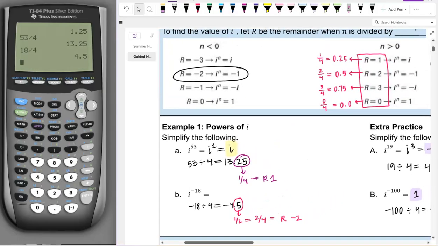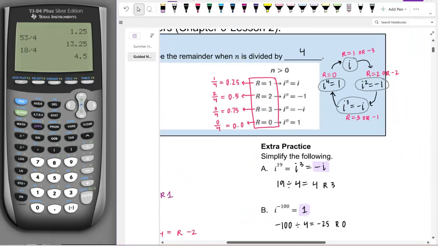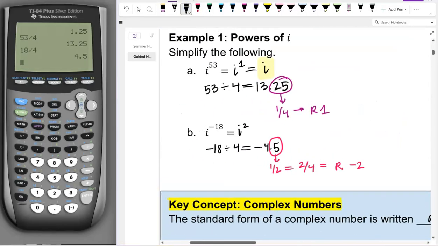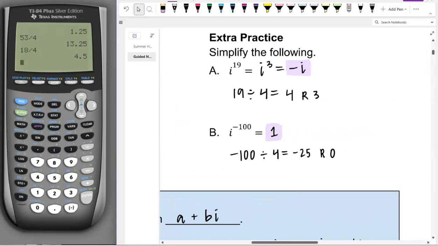So with a remainder of negative 2, I can look back at my chart if I want. I know that a remainder of negative 2 is the same as a remainder of positive 2. It's the same as i squared. So i squared, I know that's i times i, which gives me negative 1, because the square root of negative 1 times the square root of negative 1 will cancel out the square roots and just give me negative 1. All right, there's a couple extra practice problems for you to try on the right side if you want to pause the video, and here are the correct answers for those two.